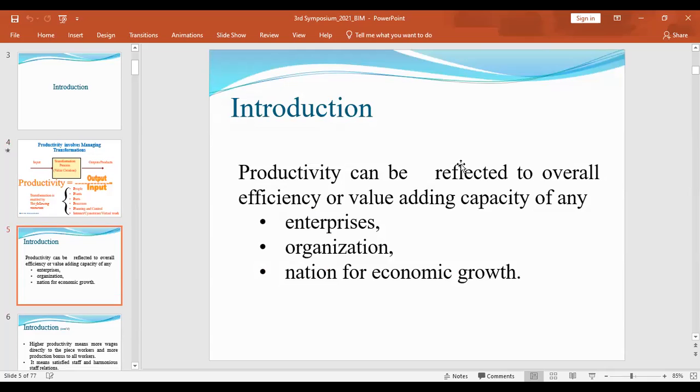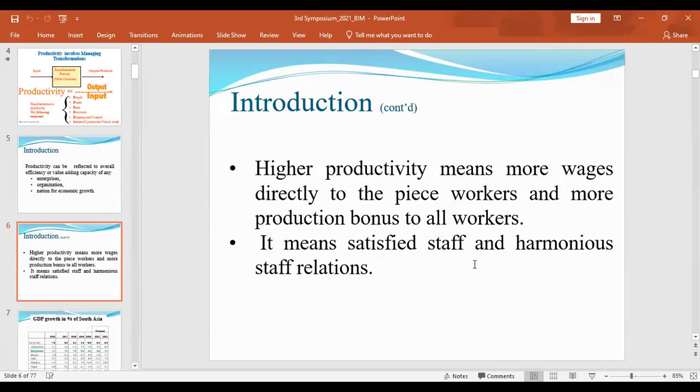Productivity can be reflected as the overall efficiency or value-adding capacity of any enterprise, organization, or nation for economic growth. Higher productivity means more wages directly to the piece worker and more production bonus to all workers. It means satisfied staff and harmonious staff relations.